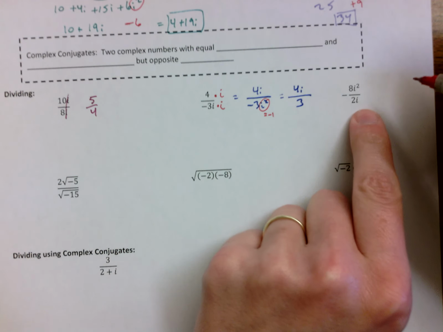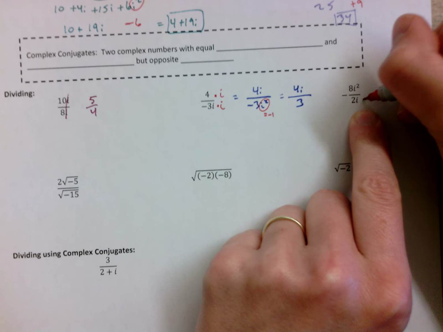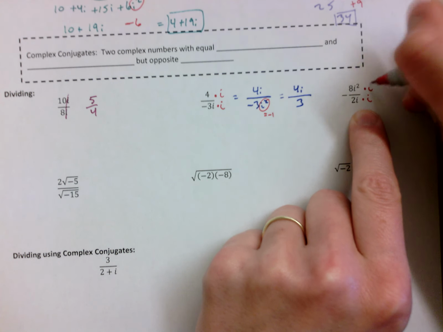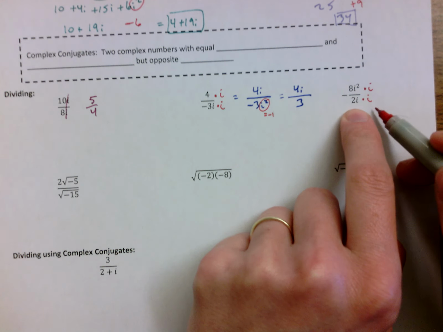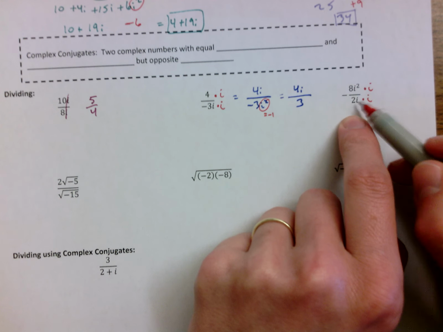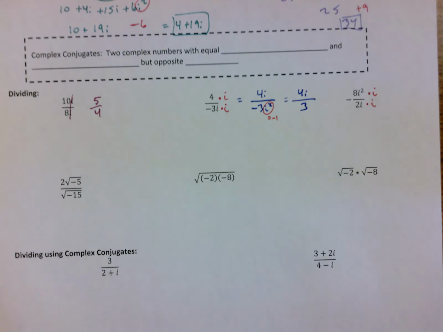This one right here, I'm going to do the same thing. I need to multiply by i, top and bottom. Notice that I'm not multiplying by 2i. It doesn't have to be exactly the same thing. You just want to set it up so that you're going to get rid of those i's.